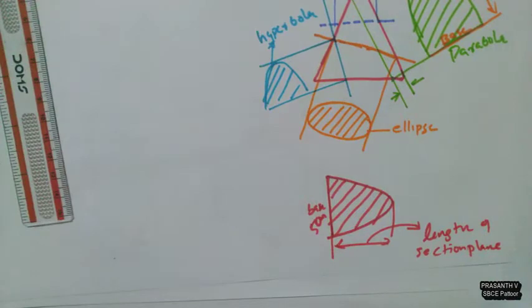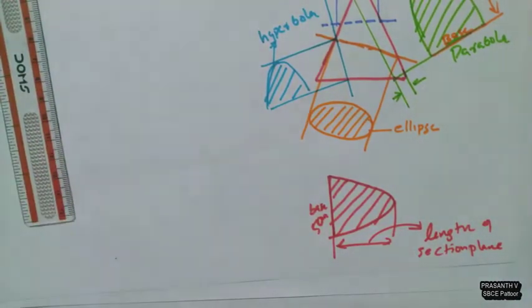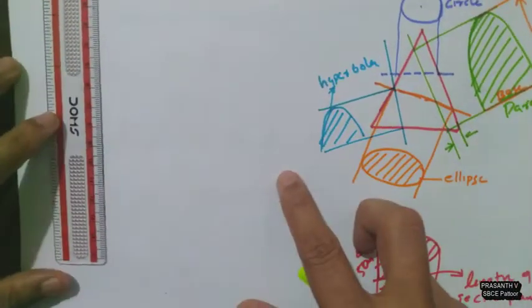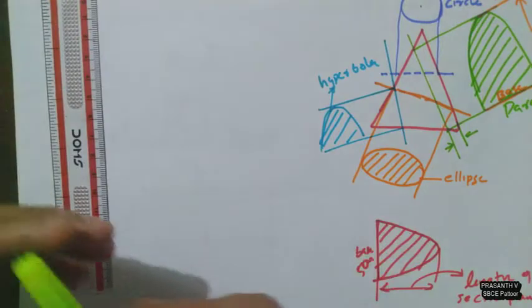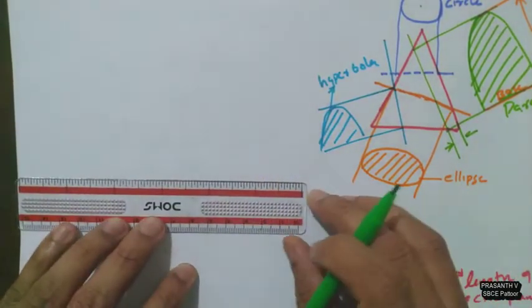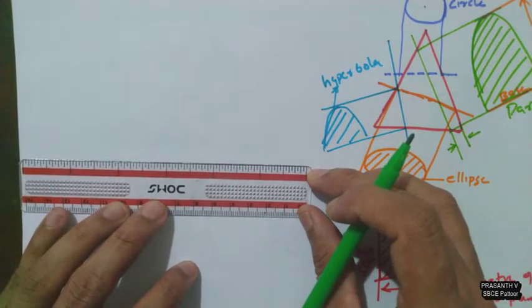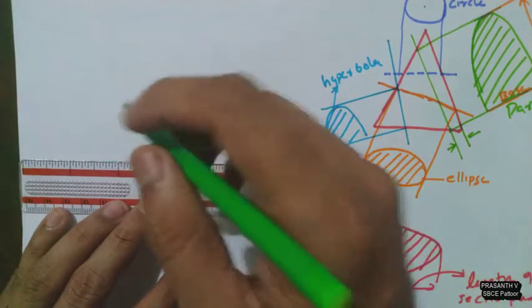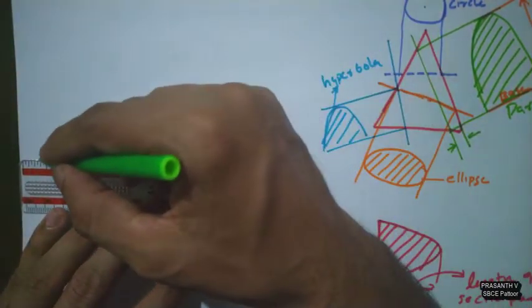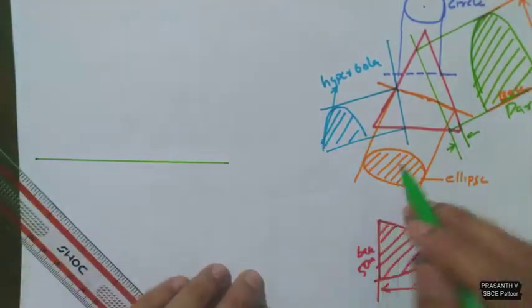Okay, now we will draw that figure. Just draw an XY line. Here in this question, the important thing is that the height of the cone is not given. We have to find out the height. How will we find out the height of the cone?